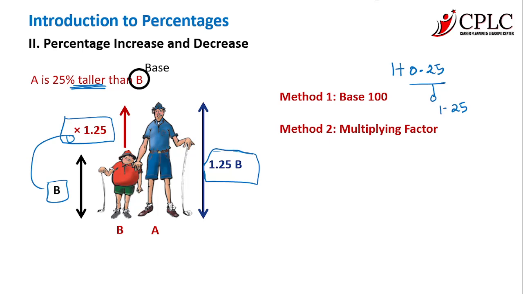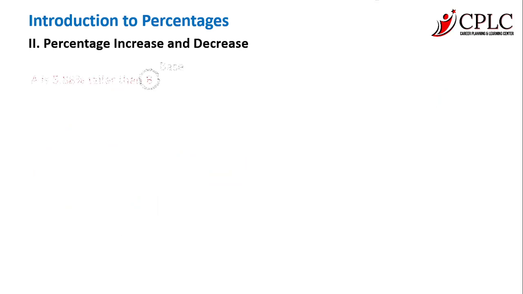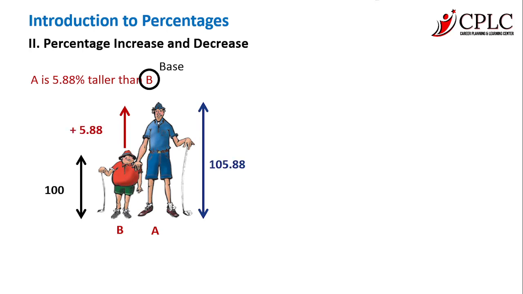Now let's do a small change here. For example, let's change the statement. Now the statement is: A is 5.88% taller than B. If we do it with base 100, then B is the base and we will take it as 100, and then A becomes 105.88. Taller hai, so we are again adding it in the base value.